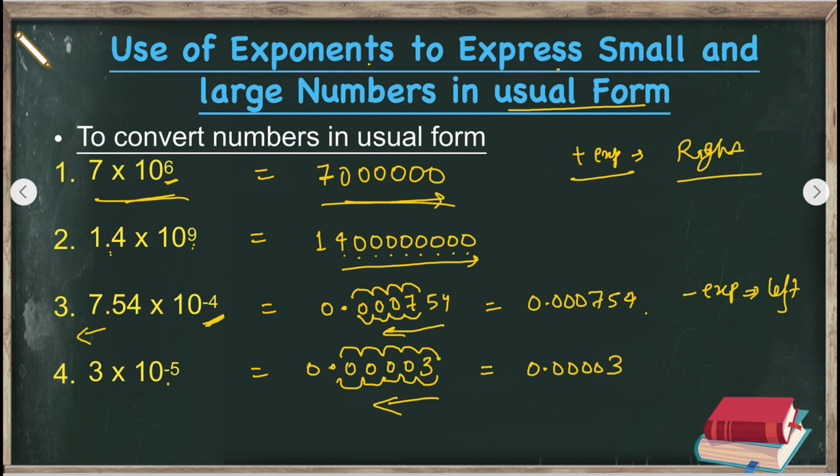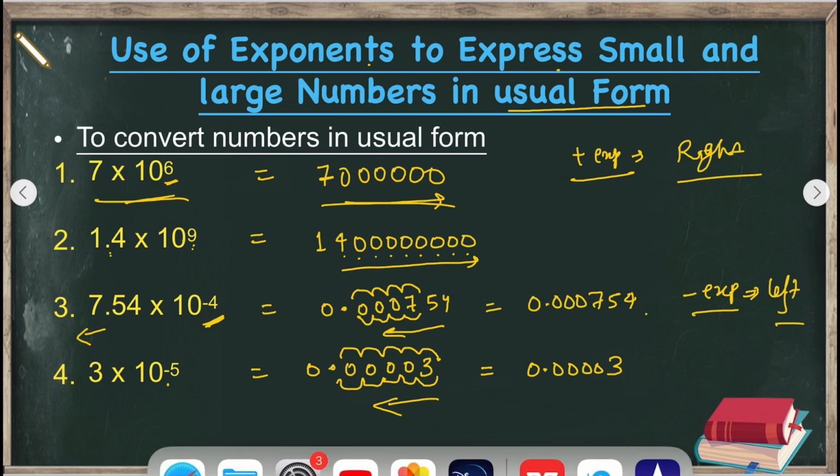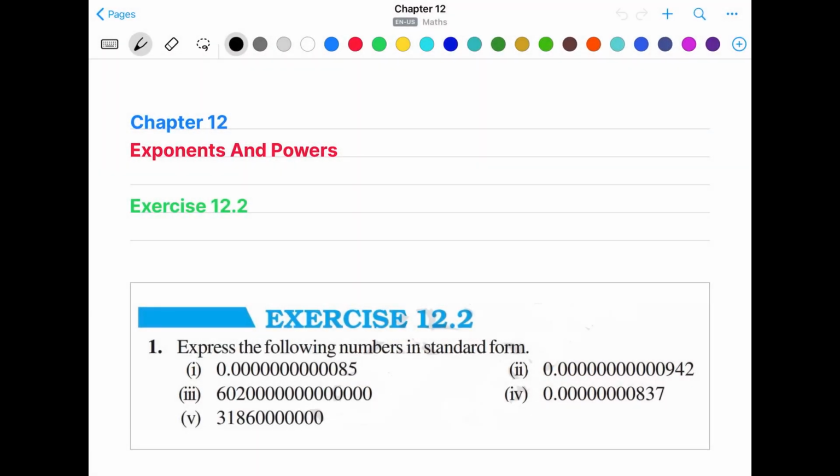Similarly, if the exponent is positive, we'll increase the zeros toward the right hand side, and if the exponent is negative, we'll increase the zeros toward the left hand side. Okay. Now based on this, we have exercise 12.2. Now let's move to exercise 12.2.